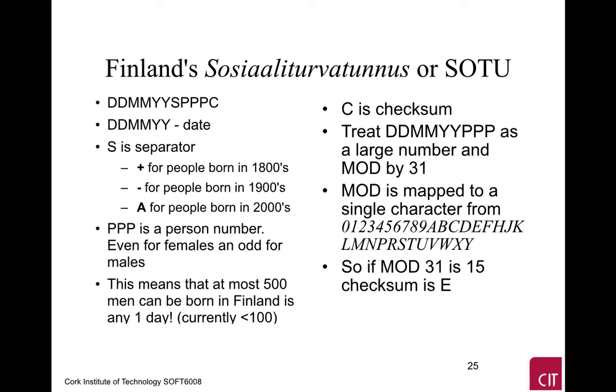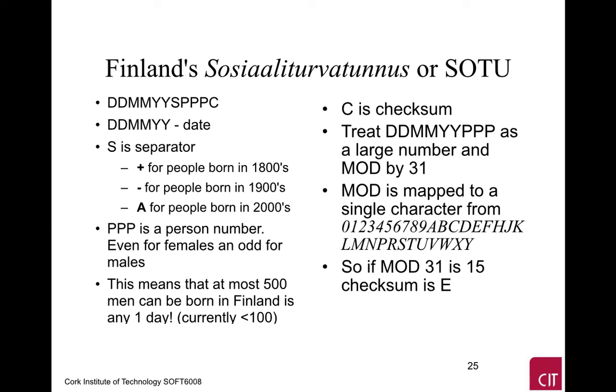If you were born in the 1800s, that's a plus. If you were born in the 1900s, that's a minus. And if it's an A, you were born in the 21st century. So I guess they saved a digit by doing it that way. Then the last 3 digits are individual, unique to each person. So I guess they're just issued in sequence. And you get an even number if you're female and an odd number if you're male.